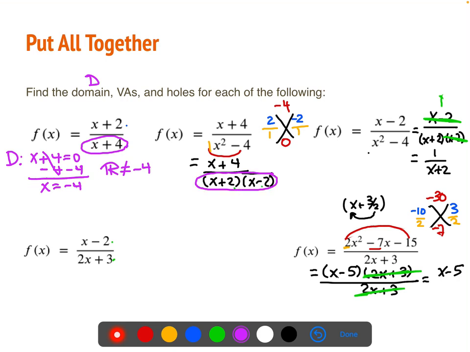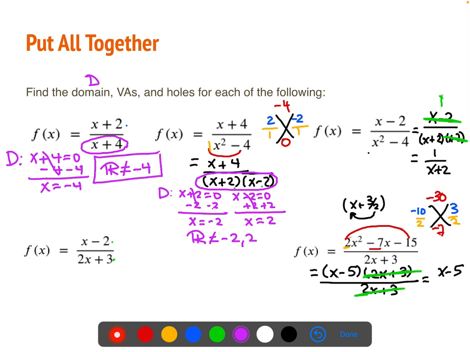Now I'm going to move to the second one. I had to kind of factor them all out. Nothing cancels. But even before I would cancel, I set the bottom equal to 0. So the domain, I would set x plus 2 and x minus 2 equal to 0. Solve for x. That becomes negative 2. And that becomes positive 2.